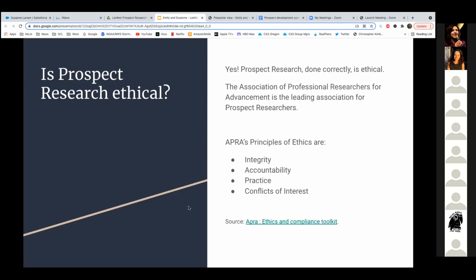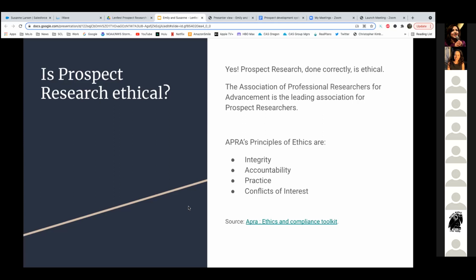So the first one is integrity. When you're conducting prospect research, you want to make sure you're truthful and transparent with respect to your personal identity, but also the organization that you're working for. You want to strive to increase the respect and recognition of yourself, your organization, fundraising in general, but also the field. So you want to make sure that you're doing everything you can to further the profession and yourself and your organization.